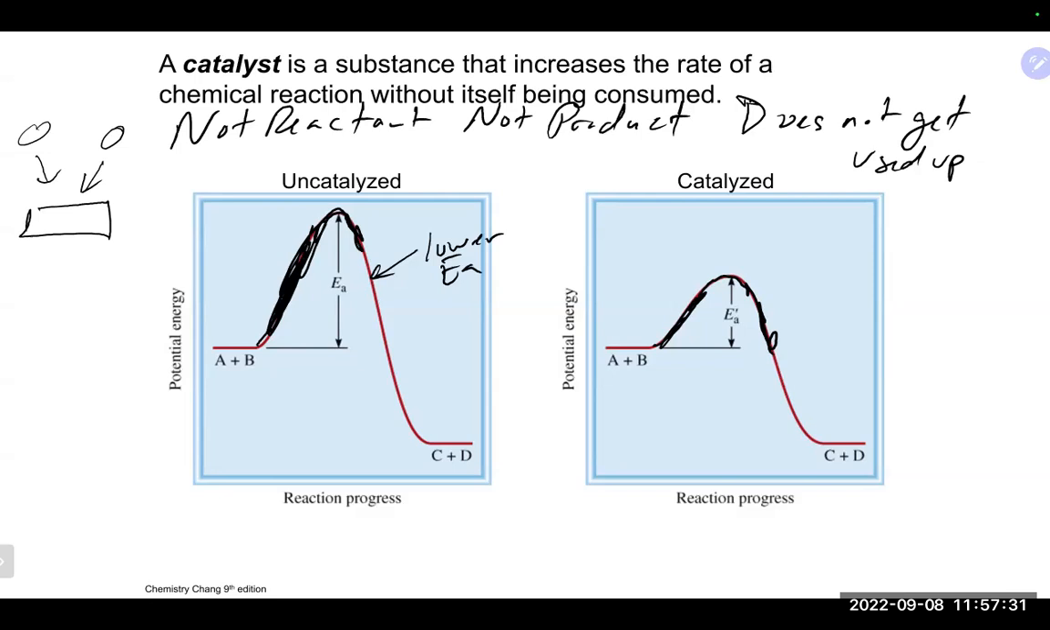The result is that you're going to find a lot more reactants having a sufficient amount of energy to get to the other side, and you would expect the reaction to proceed a lot faster. So ultimately, that is how a catalyst works. By finding that alternative pathway, it lowers the activation energy.